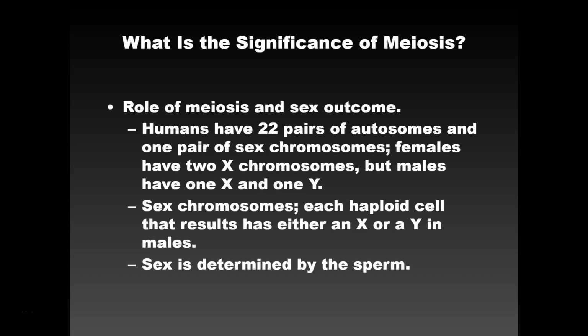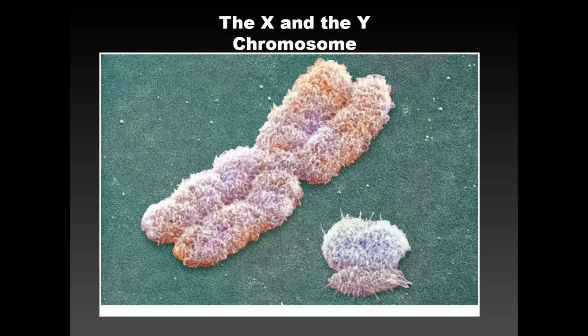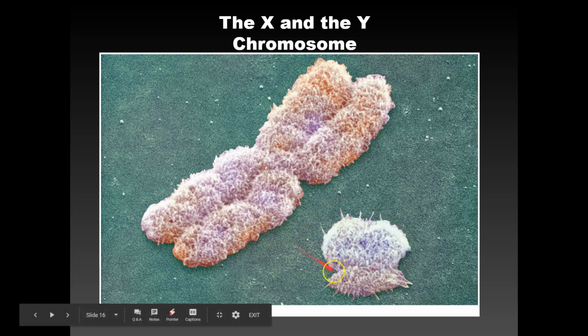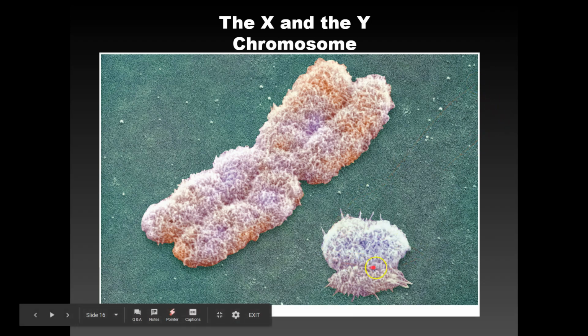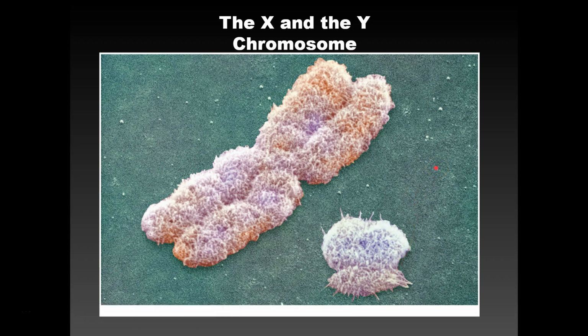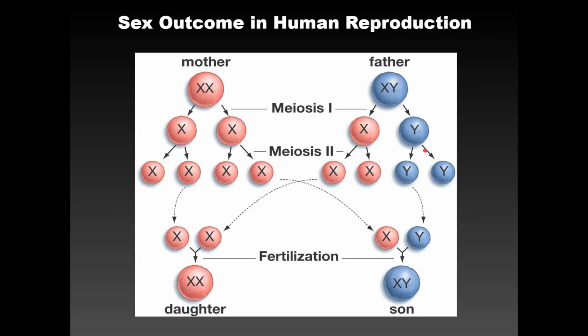And let me show you kind of what I mean by that. Here's a picture of the chromosomes, by the way. Here's an X chromosome. Here's this puny little Y chromosome down here. There's not a lot of stuff going on. And we're going to talk about the significance of this chromosome later on in the semester. But X is big, Y is quite small.